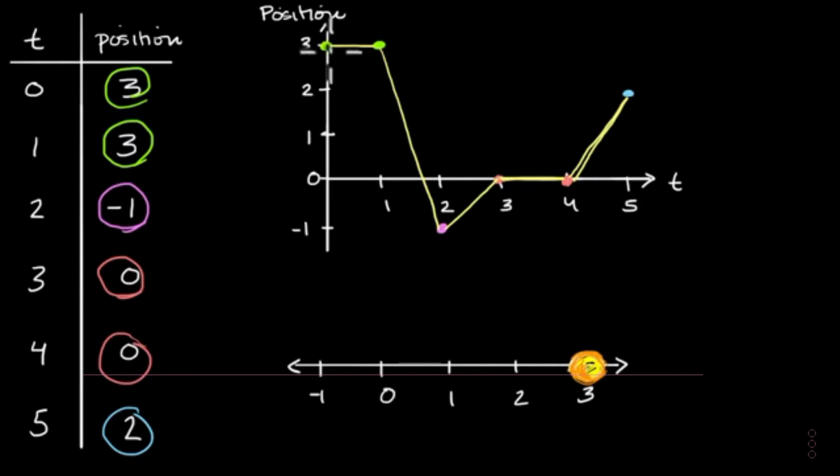So over the first second, we're going to be stationary. So we could just count off 1 Mississippi. And then our position goes to -1 over the next second. So then we would go 2 Mississippi. And then we would go 3 Mississippi, 4 Mississippi, and then 5 Mississippi.